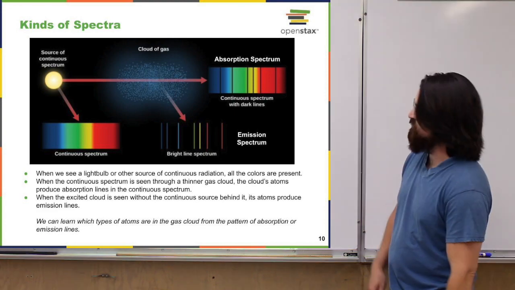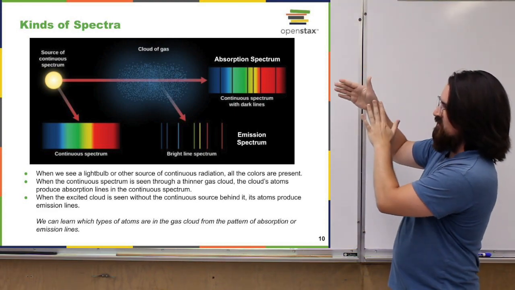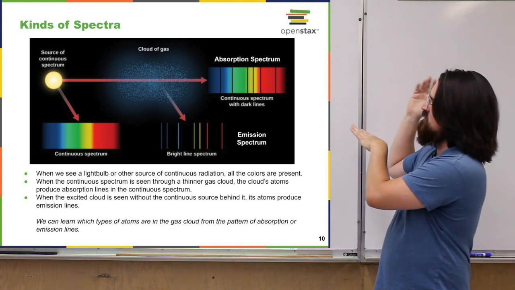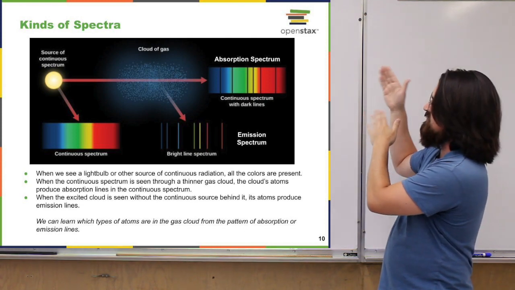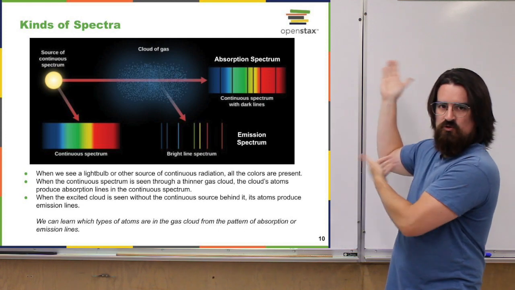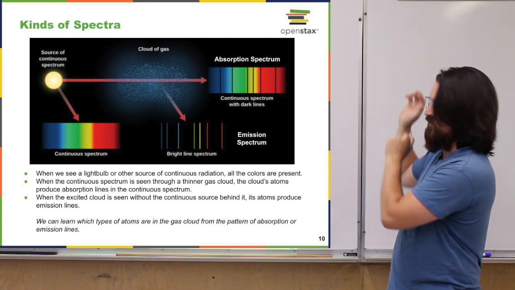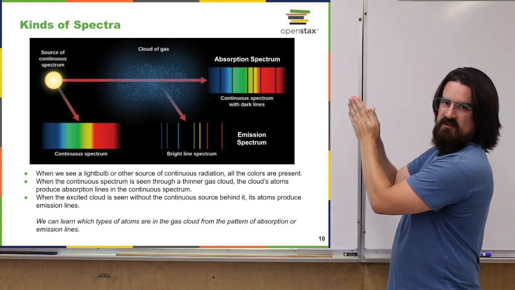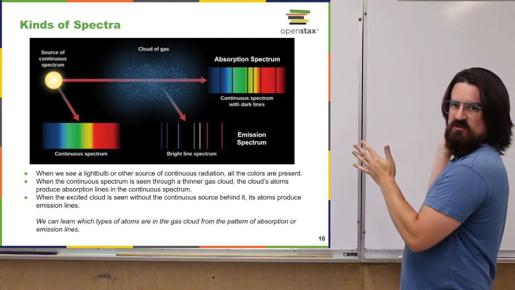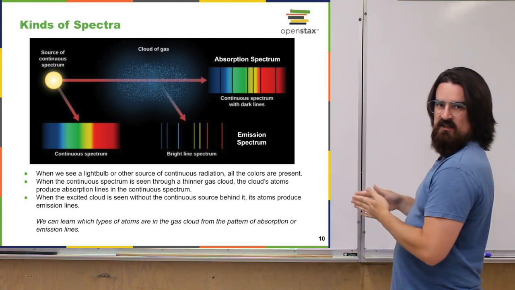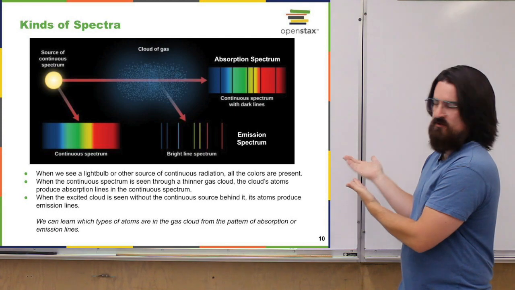So just to be clear, when you're looking at light that has come through a cloud of gas and has these dark bands, that's what we call the absorption spectrum of that gas, or that element. When you're looking at the light that's just coming out of the gas, that didn't come straight through, it was actually created by the gas, that's what we call the emission spectrum.